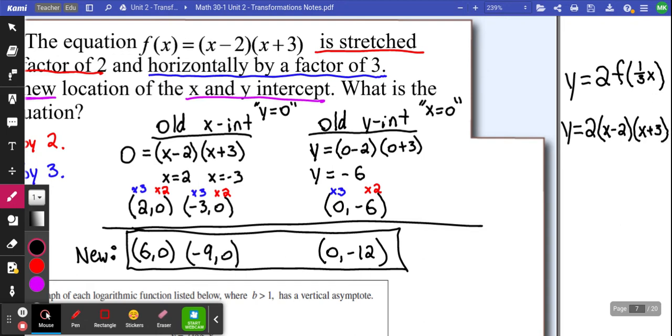See how I put the 2 in front of f of x, like in front of the function? So I had x minus 2x plus 3, and then I multiplied that function by 2. So I put 2 in front of that function.